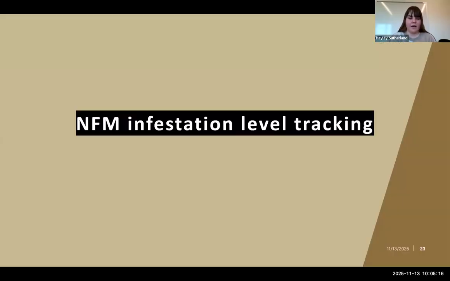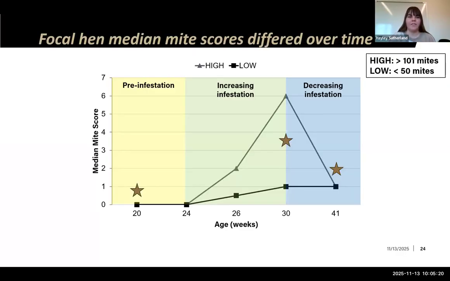Now, I want to share some data on what our fowl mites were doing at this time. So when it came to our infestation level, our focal hen median mite scores did differ over time. I placed gold stars at the period where we were assessing videos. So at 20 weeks and 41 weeks of age, the focal hens had a similar median mite score. So their biggest difference in median mite score was going to be at the peak of infestation of 30 weeks. So in theory, this is the best chance that we have to see a difference in behaviors.